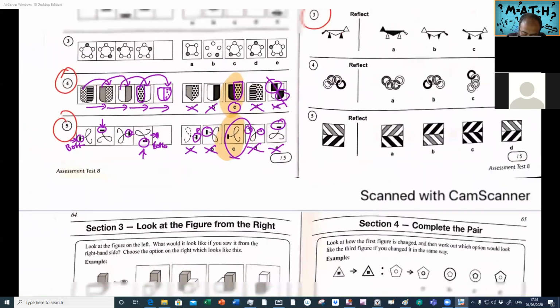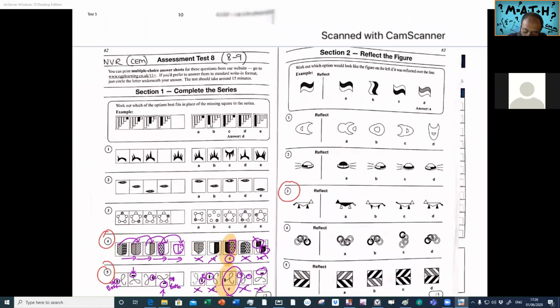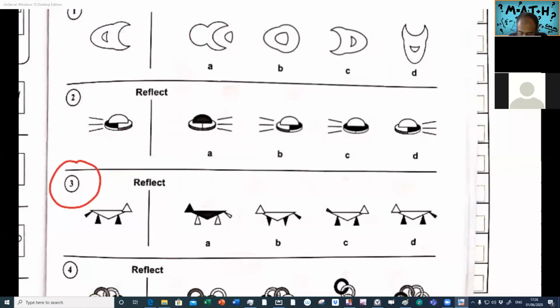Okay, lovely. Right, let's have a look. Section number 2, reflection. The reflection questions are quite straightforward. I don't know why you managed to get this one wrong. This is white. It can't be black. It can't be the same direction. It's got to be the reflected direction. So it's going to be either B or D.